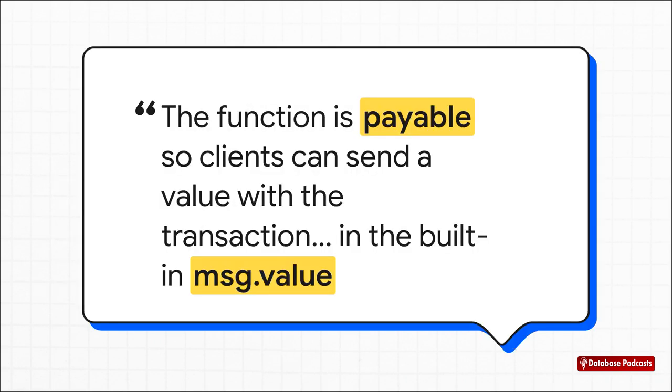So, how does the contract actually receive money? I mean, when someone places a bid, they've got to send Ether along with that action. In Solidity, you make a function able to receive money by marking it as payable.